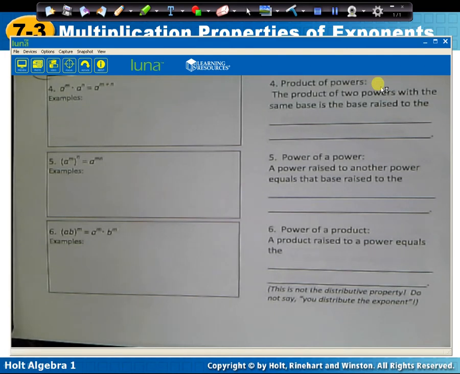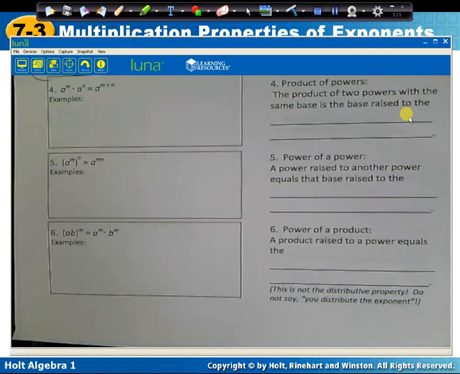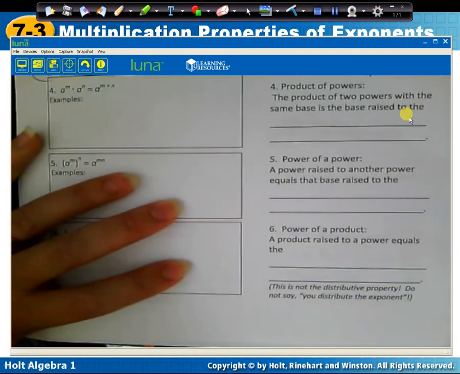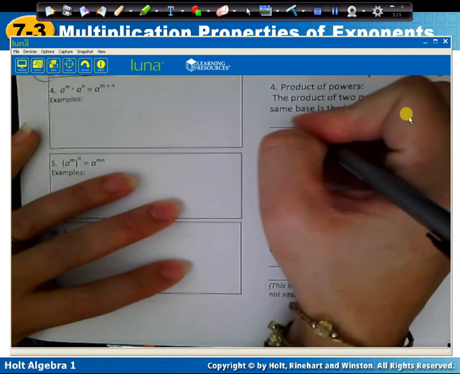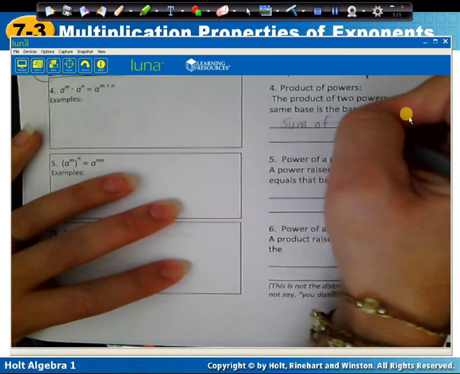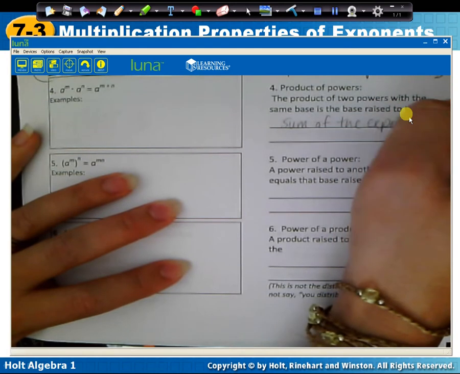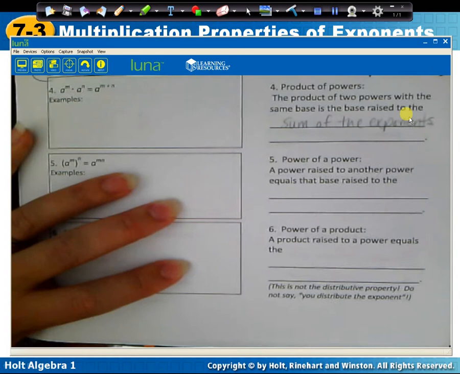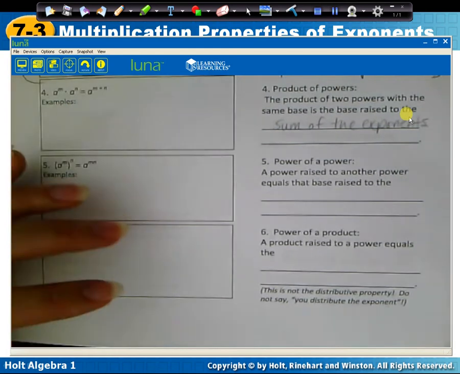You see that here, number 4, the product of powers. It says that the product of two powers with the same base is the base raised to the sum of the exponents. And the wording is different on the sheet. So you're going to fill in sum of the exponents on your sheet. Sum of the exponents should be written there in those blanks now.